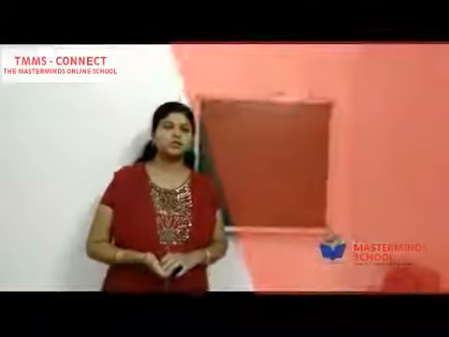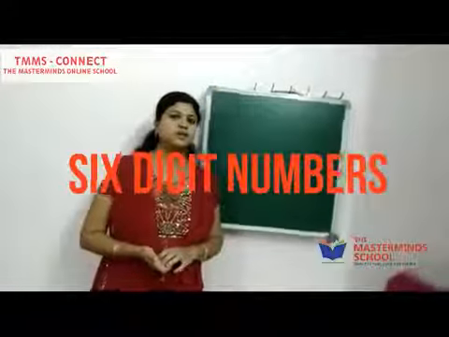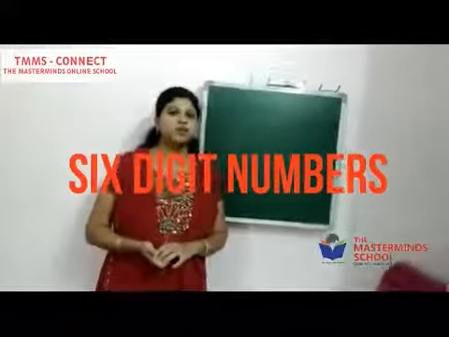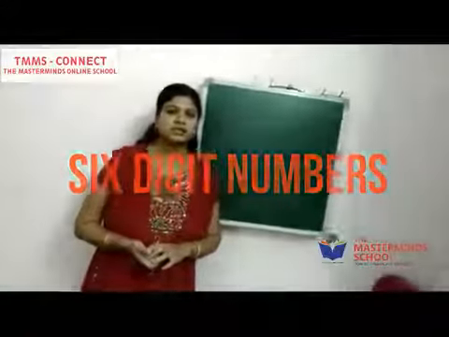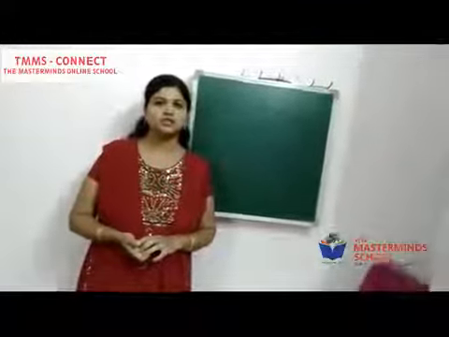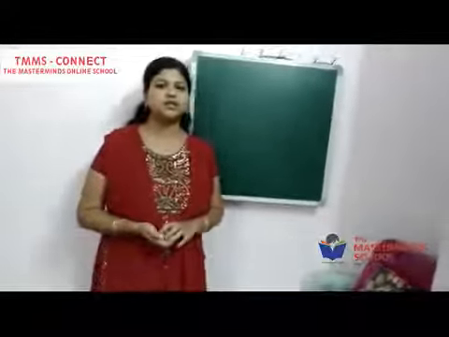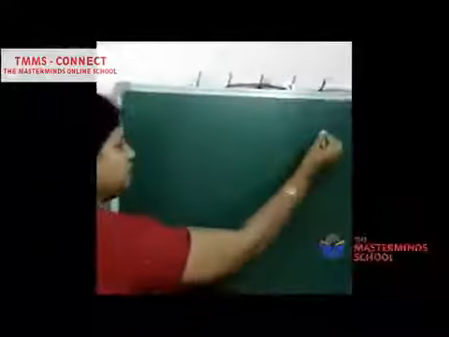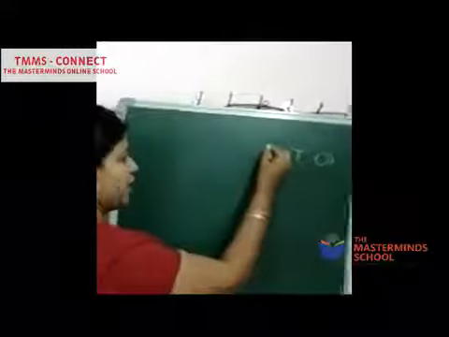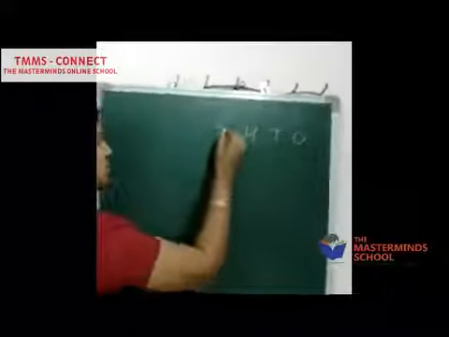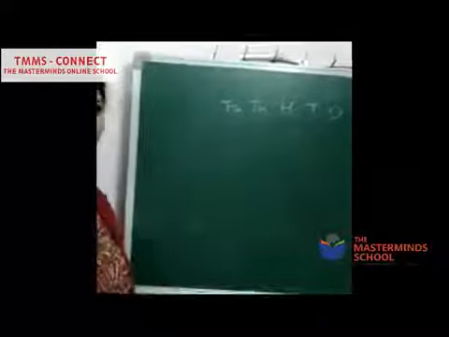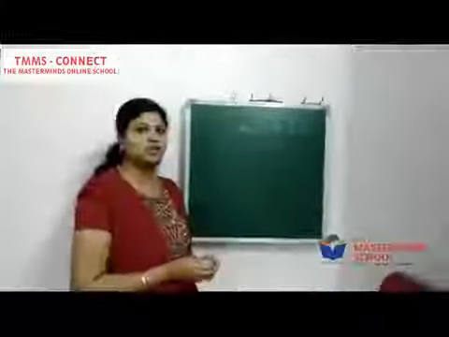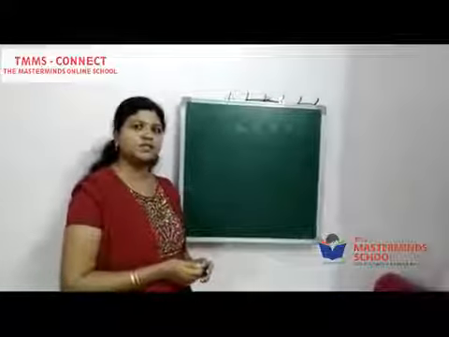Okay, children. Before that, tell me, what is the place value chart for the 5-digit number? Yes, we have ones, tens, hundreds, thousands, 10,000. So this is the place value chart for the 5-digit number. Today's class we will learn about the 6-digit number.